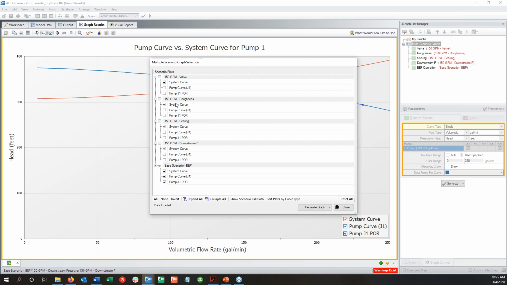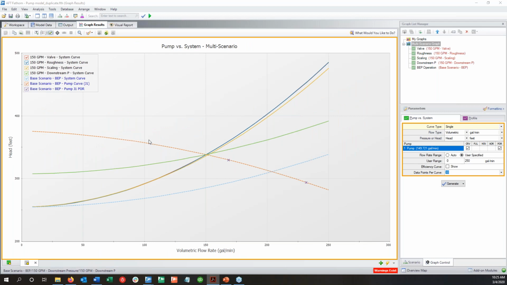We can select our different system curves. We could potentially select the pump curves for each, but because it's going to be the same pump in all the scenarios, we can just leave it in the base scenario. We can generate our graph. So this is where it gets interesting.